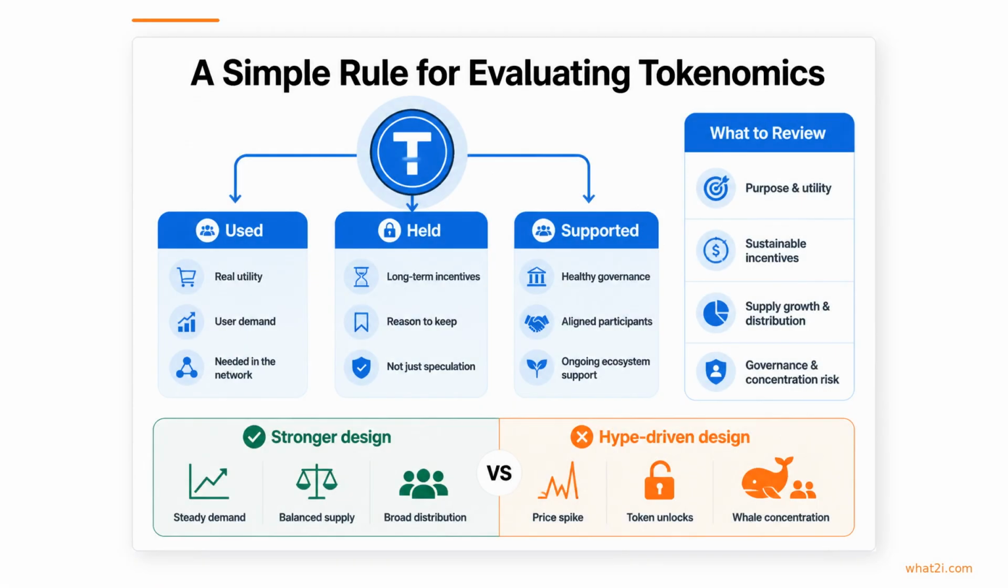A simple test for tokenomics is to ask whether the token has durable reasons to be used, held, and supported even after the excitement fades. Look for real utility, incentives that still make sense over time, supply growth and distribution that stay manageable, and governance that is not too concentrated. If those pieces are in place, the design is more likely to support steady participation instead of depending on hype alone.